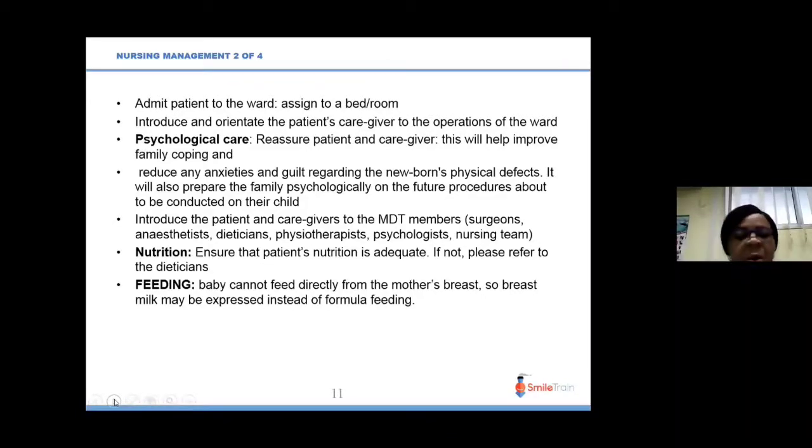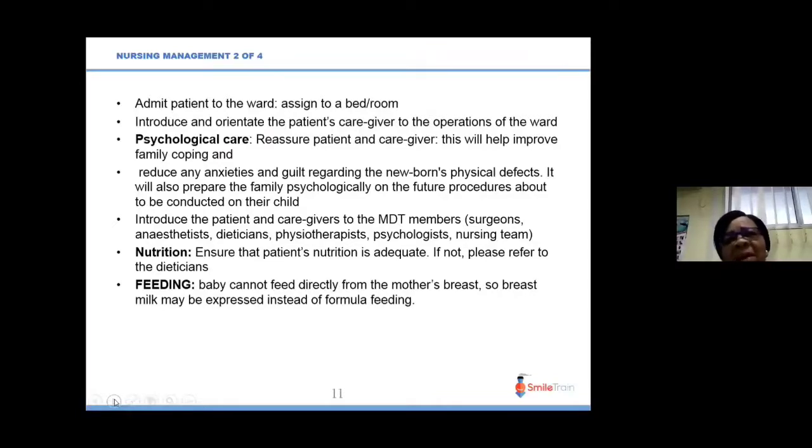Then nutrition. Under nutrition, you make sure that this patient is well nourished. If the child is not nourished, if there's anemia, you report. The dietitian will come in and make sure it is rectified before surgery. You don't take a half-anemic patient to surgery. It's true, during surgery they may not bleed, but you cannot predict any surgery. What you think you see might not be what you see, because I'm speaking from the point of pre-operative care. Then feeding.